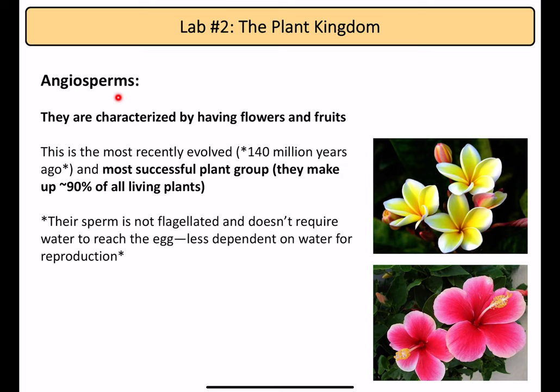So this is by far the most successful group. And when I say successful, they're really good at surviving compared to other groups of plants, and they're really good at reproducing and colonizing new areas. So 90% of all plants currently living on Earth today belong to this group. So we have two examples here on the right, just pretty, you know, angiosperms. We have a hibiscus in the bottom and a plumeria on the top.